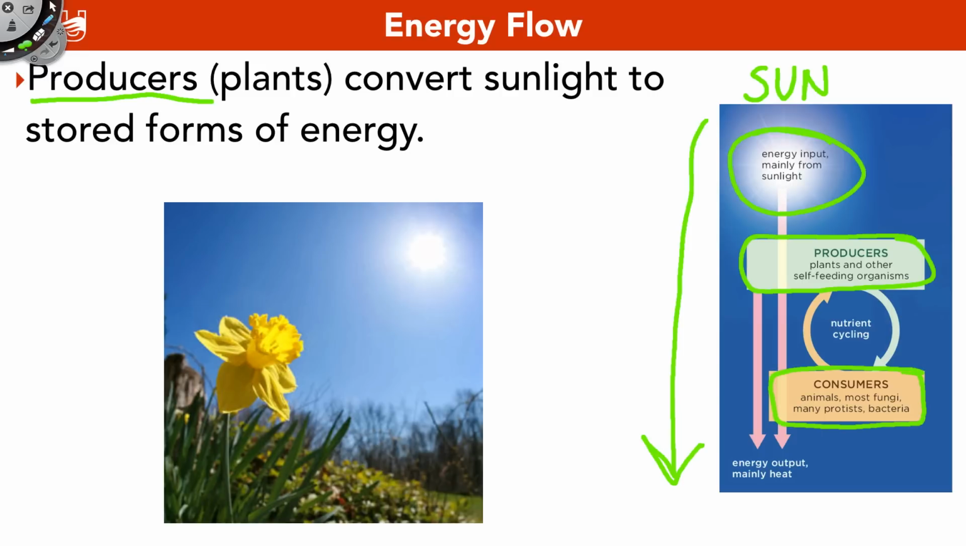Okay, consumers are humans, they are cows, they are bacteria, they are fungus, they are protozoans, they are almost all life. Okay, and we're going to get to the differences pretty soon. But the plants are going to take that sunlight and then convert that into a form of energy, a chemical potential energy, and that's transferred to the consumers.